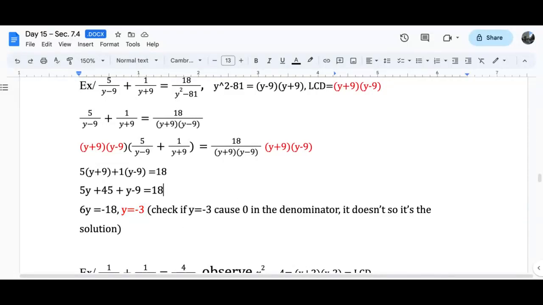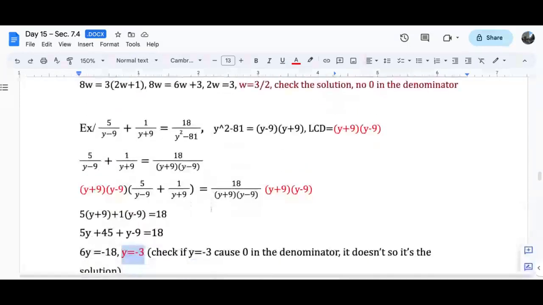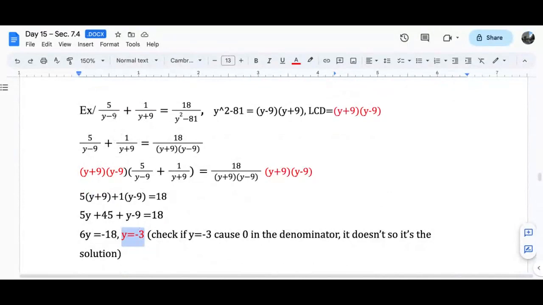Any questions? Okay, again, usually when we get a solution for rational expressions, we substitute back into the equation to see if it causes 0 in the denominator. In this case, it doesn't.